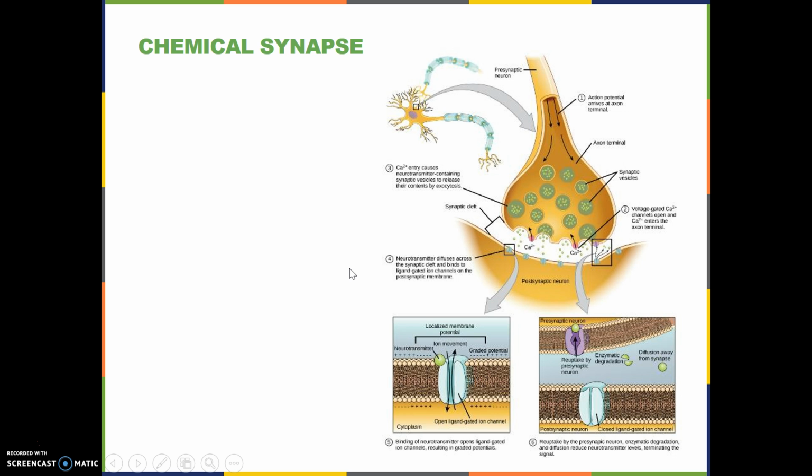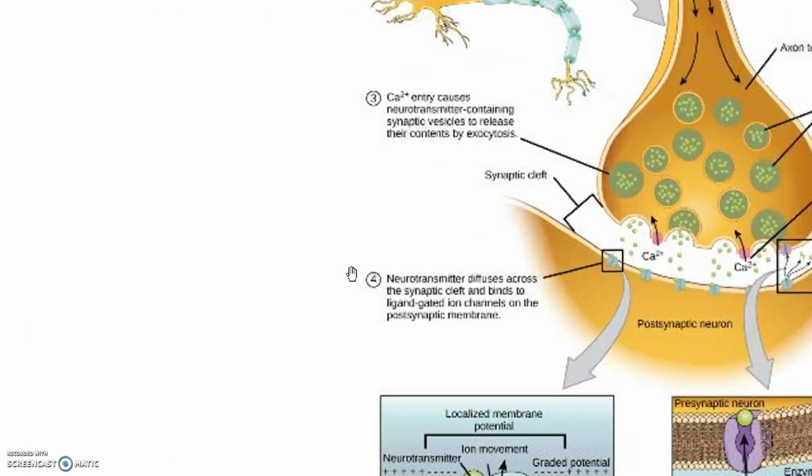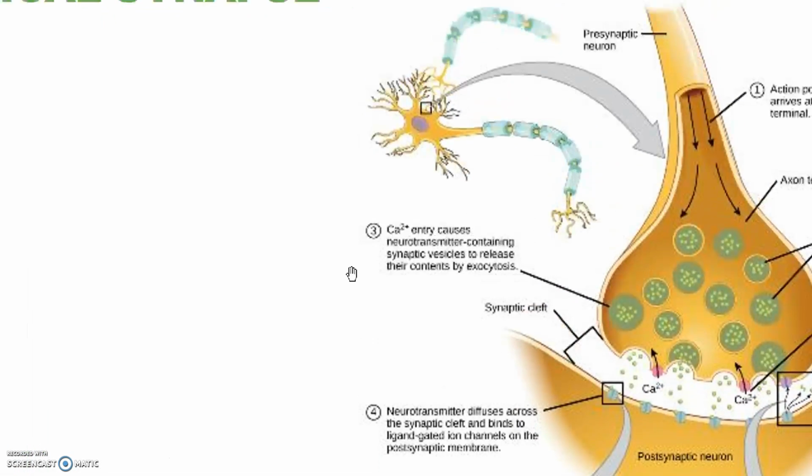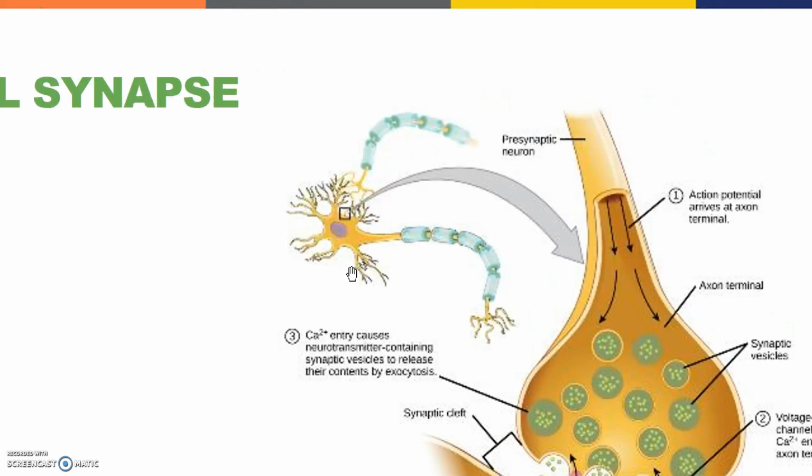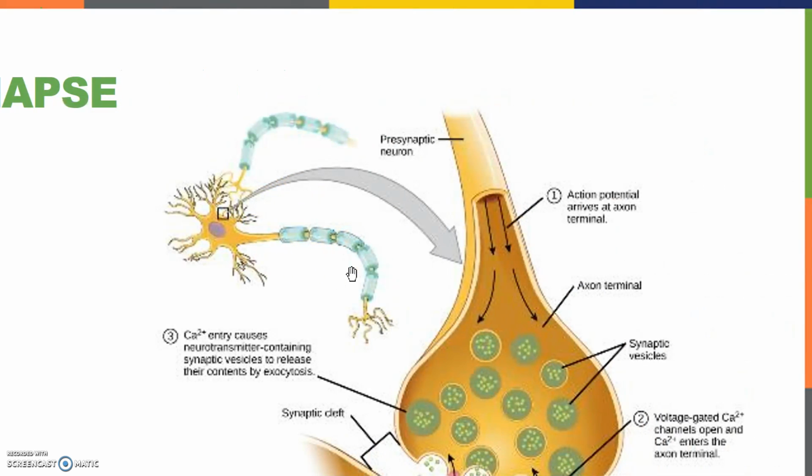Okay, so starting with step one. What you're looking at is the axon of a presynaptic neuron. That means the neuron that's sending the nerve impulse to a second neuron. So the first neuron is called the presynaptic neuron. And here's the axon, and then these are the axon terminals.